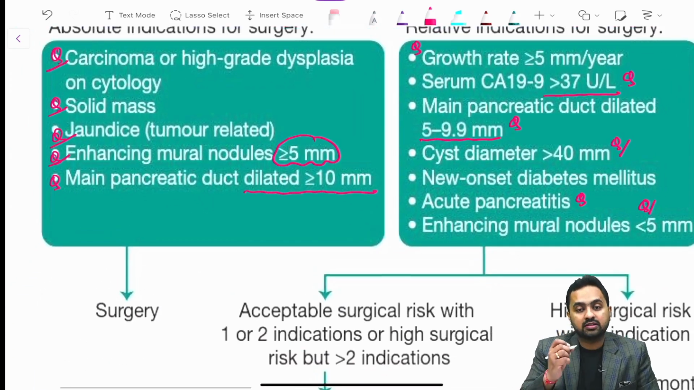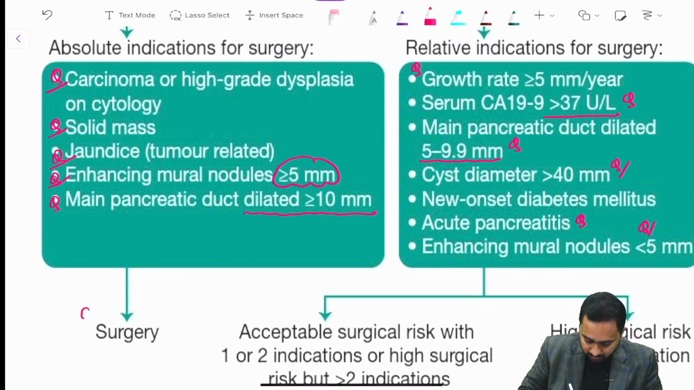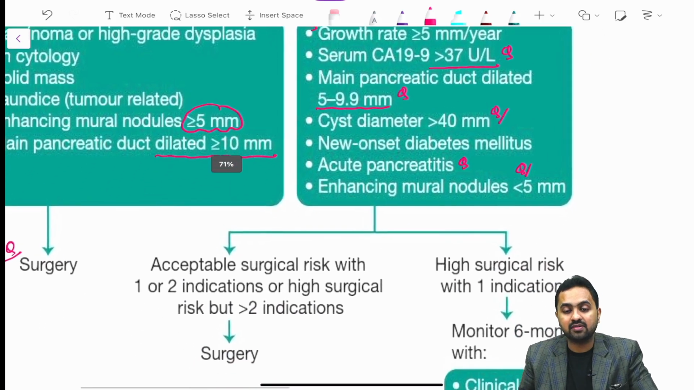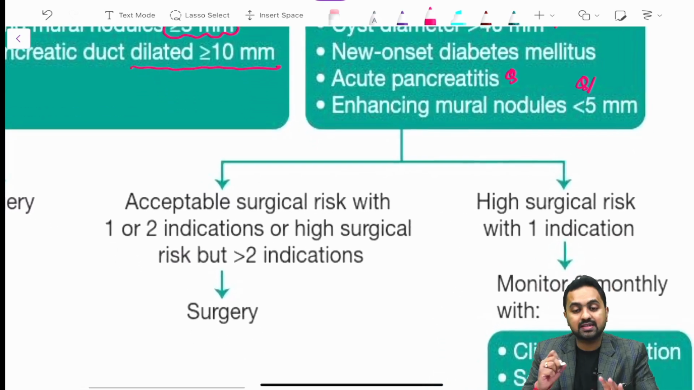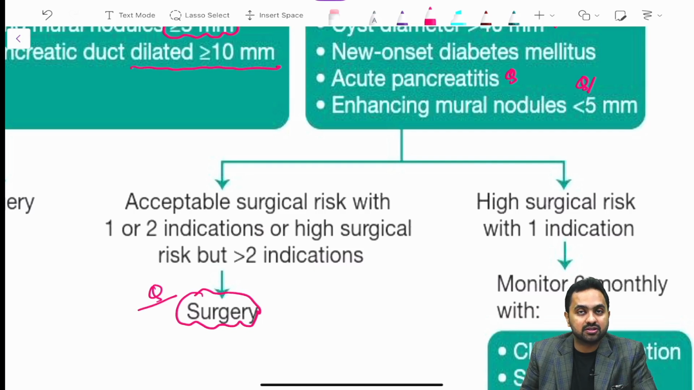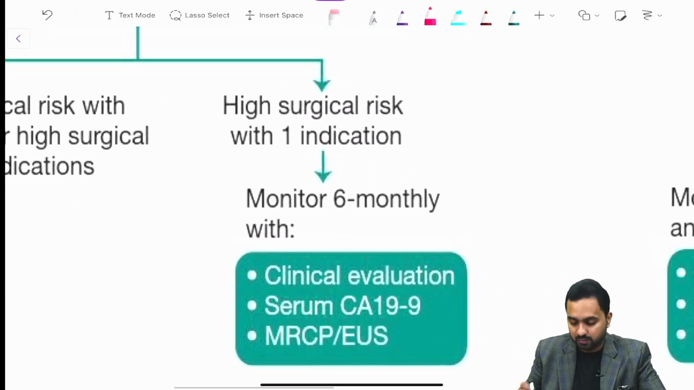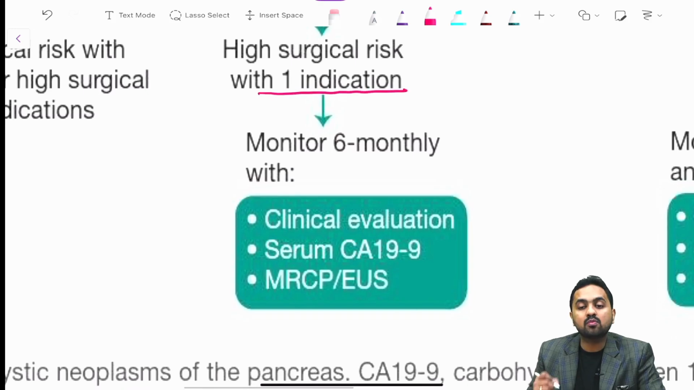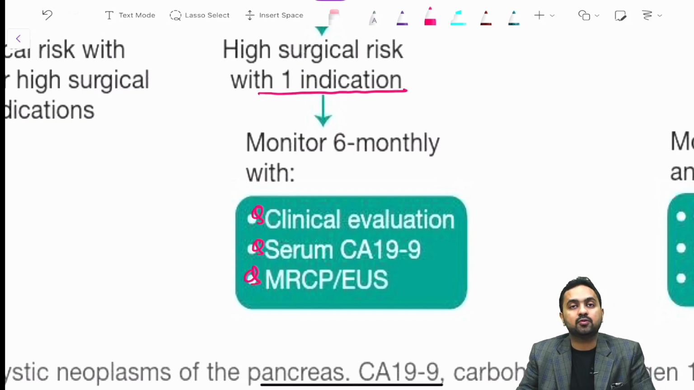So, if the criteria meets the absolute indications for surgery, we proceed towards surgery, whereas if there are relative indications for surgery, then we check for the surgical risk. With an acceptable surgical risk, even with 1 or 2 indications, we can go for surgery, and with a high surgical risk but more than 2 indications, then also we need to go for surgery. Now, if there is a high surgical risk with 1 indication, then we monitor 6 monthly with clinical evaluation, serum CA19-9 level, and MRCP and endoscopic ultrasound.